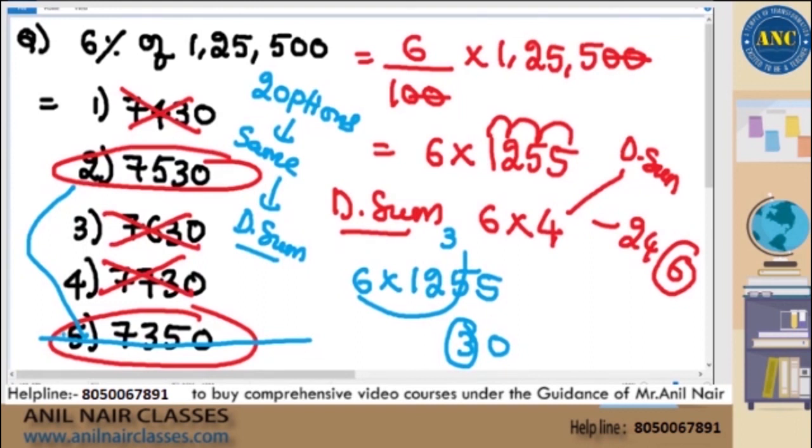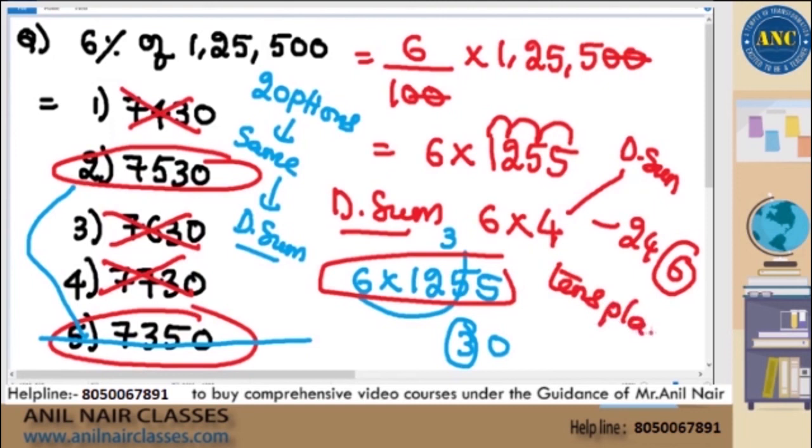7 5 3 0. 7 plus 5, 12. 12 plus 3, 15. 1 plus 5, 6. 7 3 5 0. Digital sum is 6. If more than one answer option has digital sum 6, 6 into 1,255, use tens place logic.